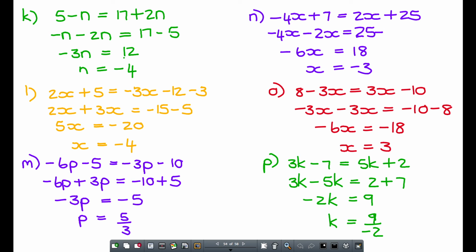I don't know what I did here. My K answer was minus 12. K. Yes, ma'am. But you probably said 17 plus 2n. I keep forgetting the minus in front of the n. That's why.